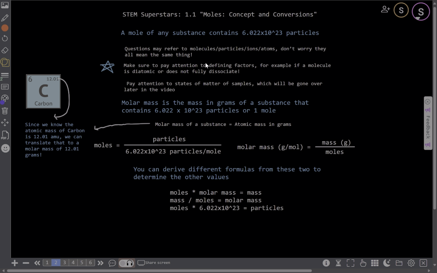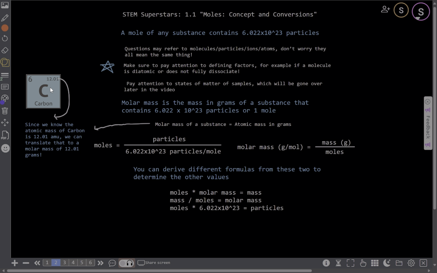A big important thing is you need to make sure you pay attention to defining factors, such as if a molecule is diatomic or doesn't fully dissociate, and especially the states of matter of your sample, which will be gone over later in the video. As previously mentioned, molar mass is the mass in grams of a substance that contains 6.022 times 10 to the 23 particles, or 1 mole.